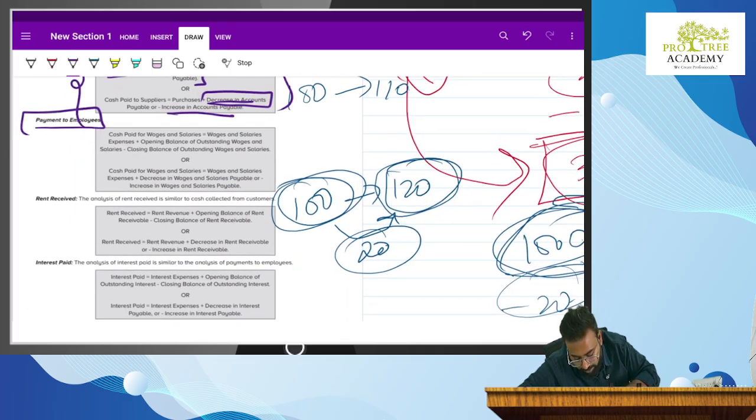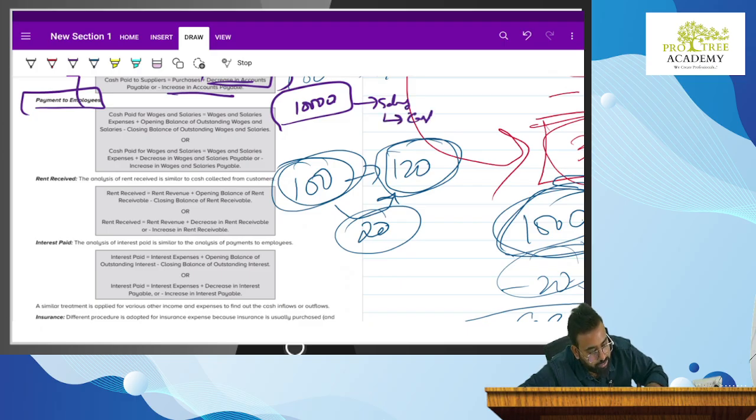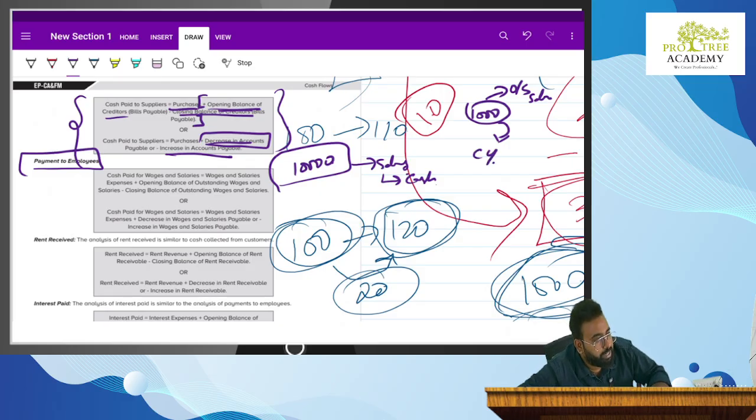Sir, payment to employees. Simple. Suppose I have paid 10,000 as salary in the current year. Correct? This is definitely my salary expense. Correct or no? And I have paid entirely in cash. So 10,000 will be my cash salary. Correct? Now let us take, sir, last year I had not paid 1,000 rupees, which was showing as outstanding salary, which has been paid in the current year. Now my question is, whether in my current year expenses of 10,000, this 1,000 will be included?